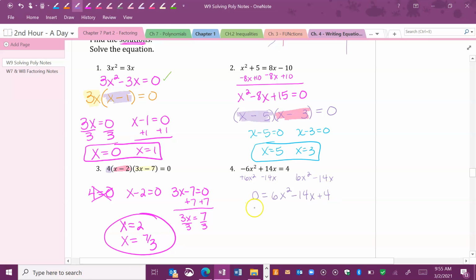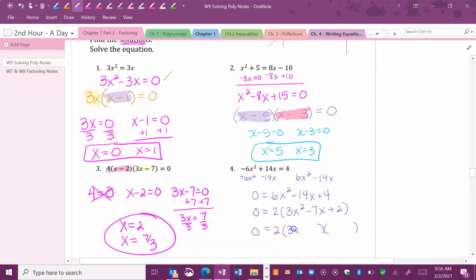And then that next step would be to ask if I have a greatest common factor. I do have a greatest common factor of 2. When I take out a 2, I'm left with 3x squared minus 7x plus 2. So my goal here is to see if I can factor it further.